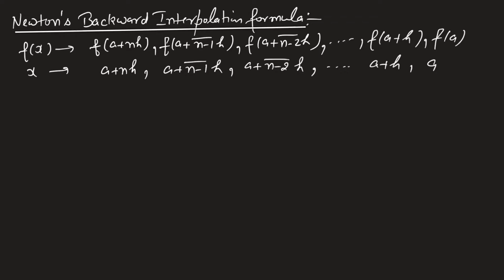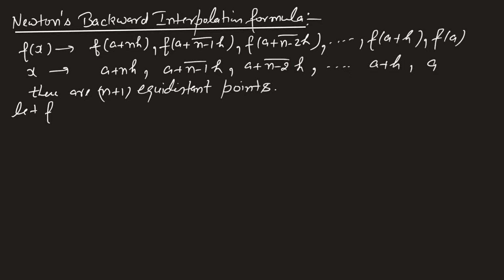These are n+1 equidistant points. Since we are given n+1 values of f(x) at n+1 equidistant points, we know the result: f(x) could be a polynomial of degree at most n. So let us suppose that f(x) is a polynomial of degree n.